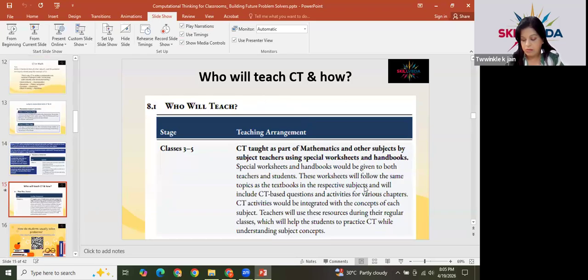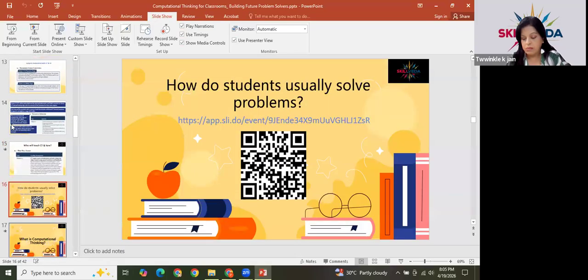Who will teach CT and how? I think we have already come to a conclusion now. All the principals would have come to a conclusion. For 3 to 5, it is the maths teacher's duty. And for 6 to 8 as well, part 1 should be taken by the maths teacher and part 2 should be taken by the AI teacher.